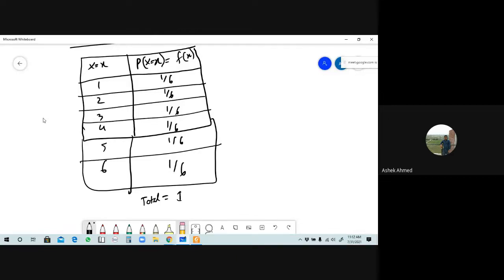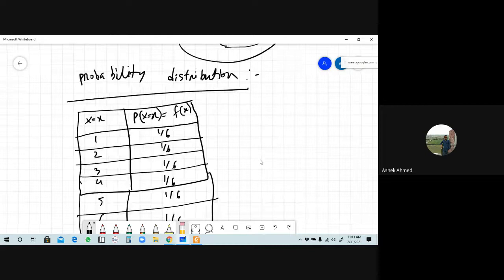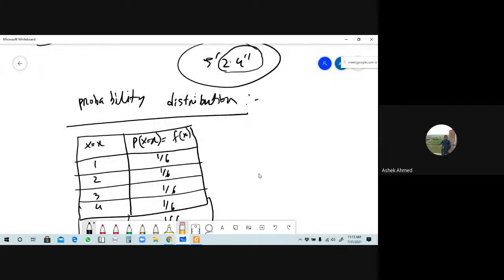If you sum 1 by 6 six times, what is the value here? 1. Okay, in that case, this table will be called here a probability distribution table. Understand about probability distribution? Yes, sir. Okay.